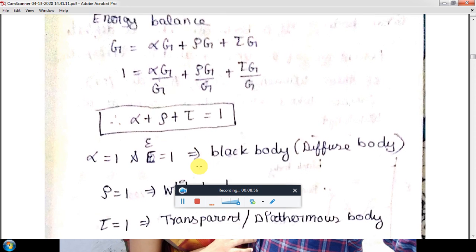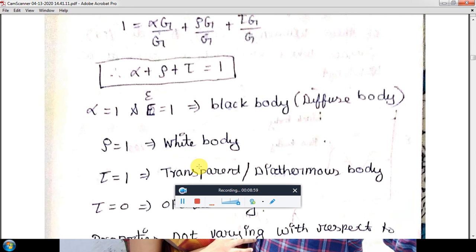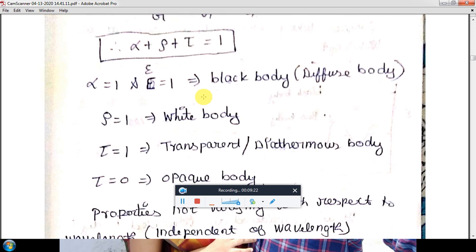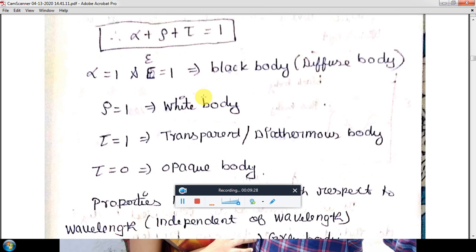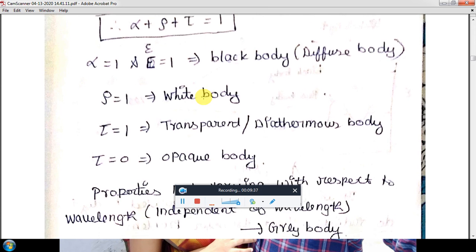From this we are going to define a variety of bodies. Suppose absorptivity alpha is equal to 1 and emissive power is equal to 1, then we call it a black body. If reflectivity is equal to 1, then we call it a white body. When the transmittivity is equal to 1, then we call it a transparent or diathermous body. When there is no transmittivity on a surface, that is tau equal to 0, then we call it an opaque surface.